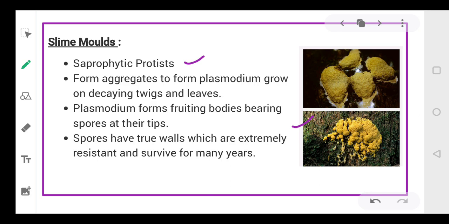They form clumps and those clumps are called plasmodium. So these clumps and bundles you can see are referred to as plasmodium, and they always grow on the twigs and leaves which are decaying.